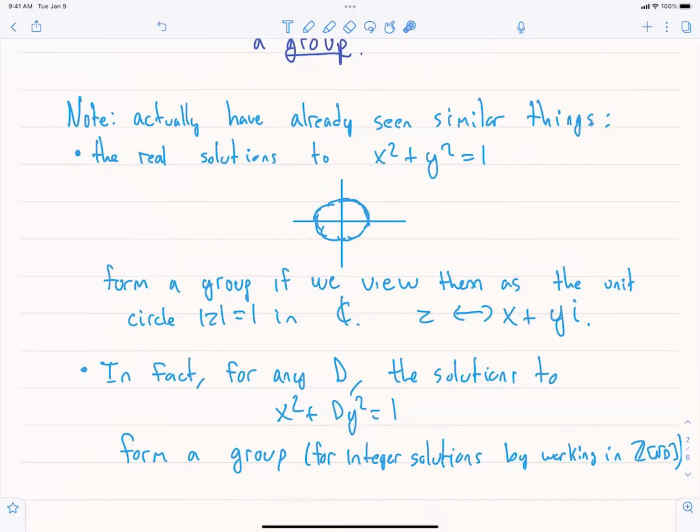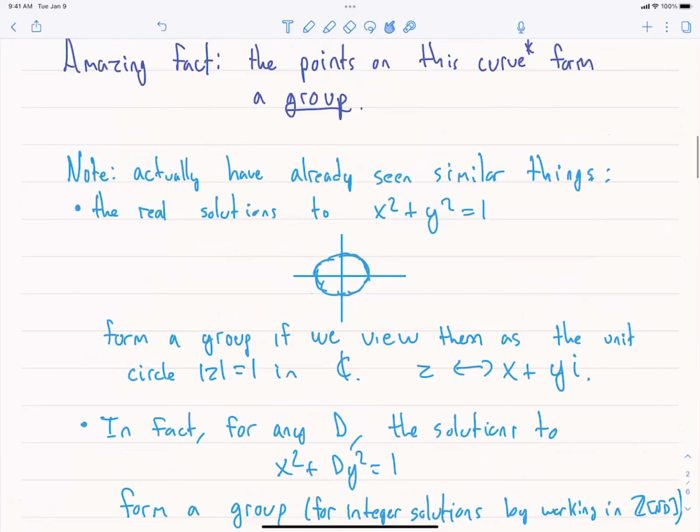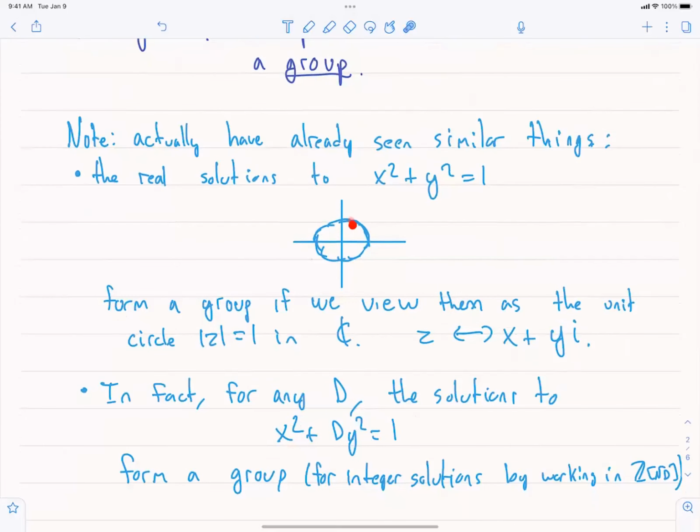Like if you multiply together two of these things, two solutions, using the multiplication law in Z squared of d, then you get a new solution. And this was the structure we used when we were studying Pell's equation, for example when we were trying to use it to compute square triangular numbers and things like this.